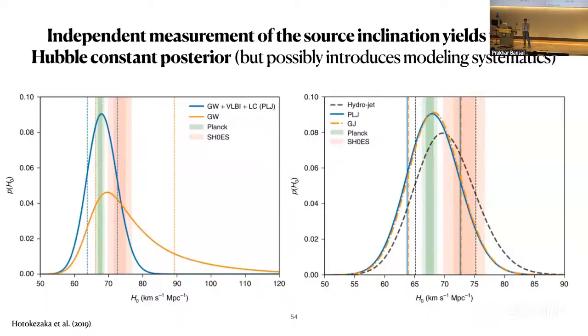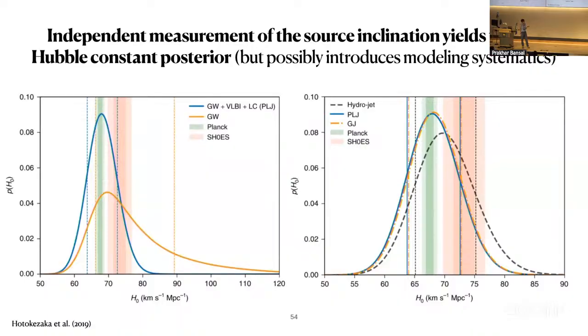Once you try to make a tighter measurement by introducing additional astrophysical modeling, you're possibly introducing additional systematics, as you do any time you introduce a new model, because we don't know anything perfectly. That's illustrated here. It doesn't seem to have a huge effect, but different ways of modeling the jet and that electromagnetic data can give you slightly different posteriors on your Hubble constant because you infer a slightly different inclination. So that's something to keep in mind.